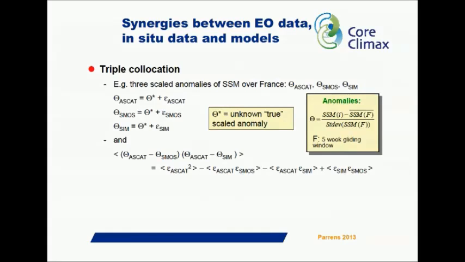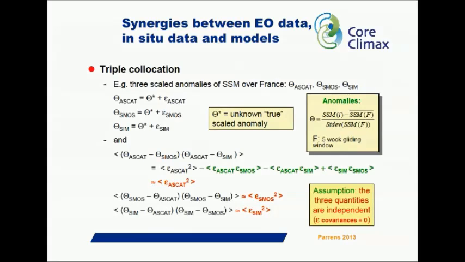So the first term here is a mean square error for ASCAT, and then you have covariance error terms. But if you assume that the 3 quantities are independent, then the error covariance will be equal to 0. And then you can neglect these covariance terms, and you get directly an estimate of the mean square error. And of course, you can repeat the same for SMOS and for the model.